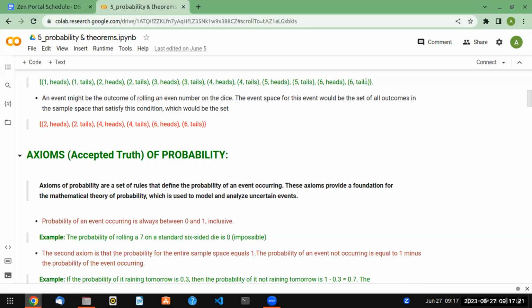So now Dinesh, you got some understanding on this one with this example? Yeah, Ashish. Okay.